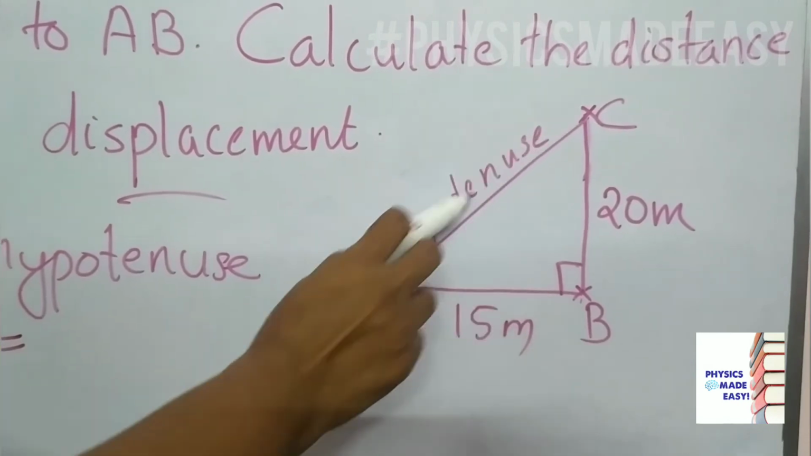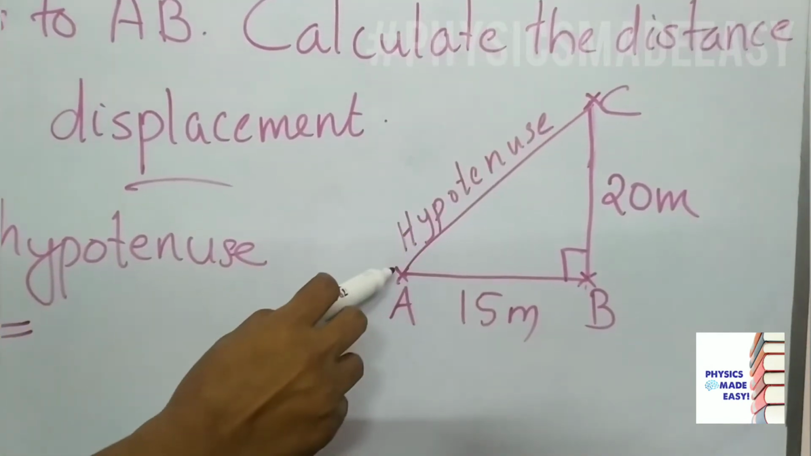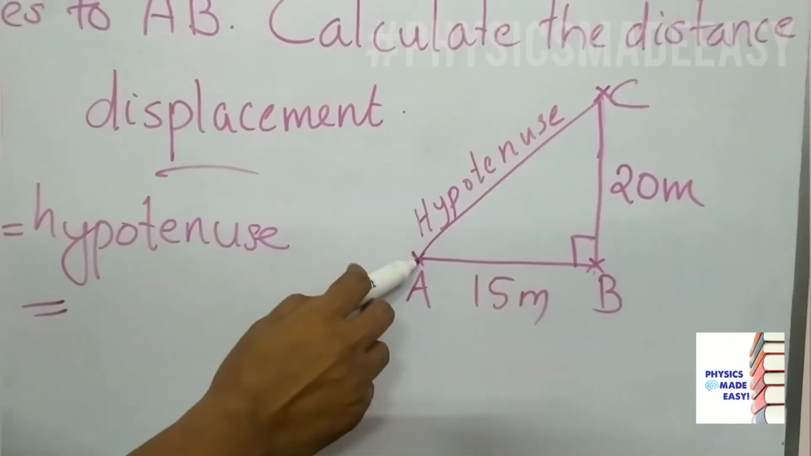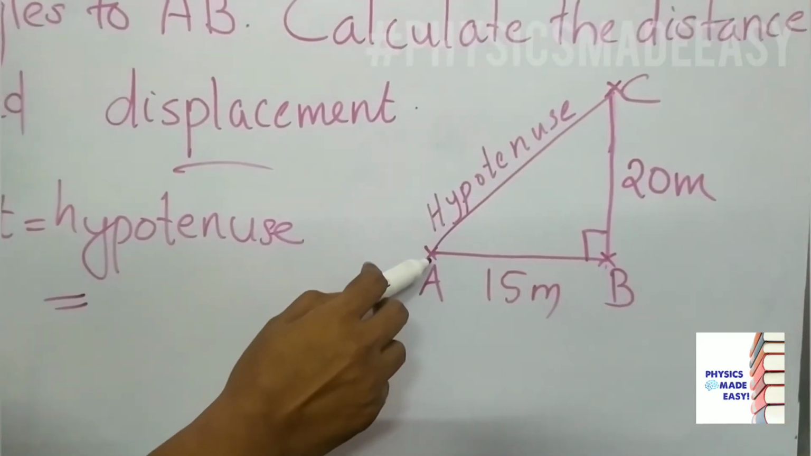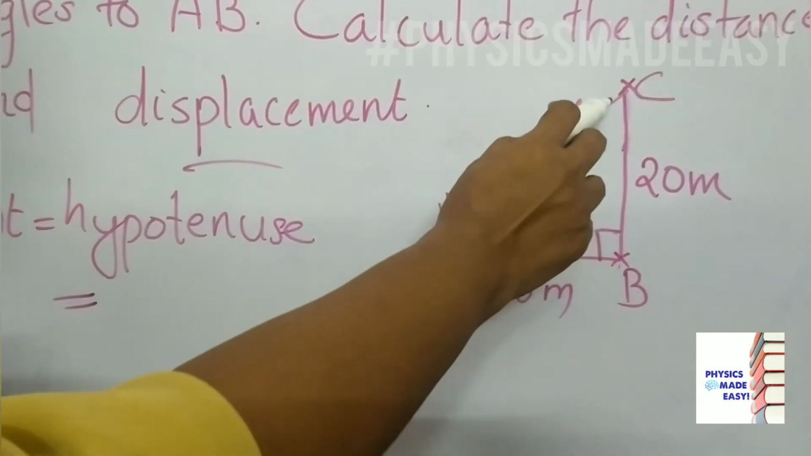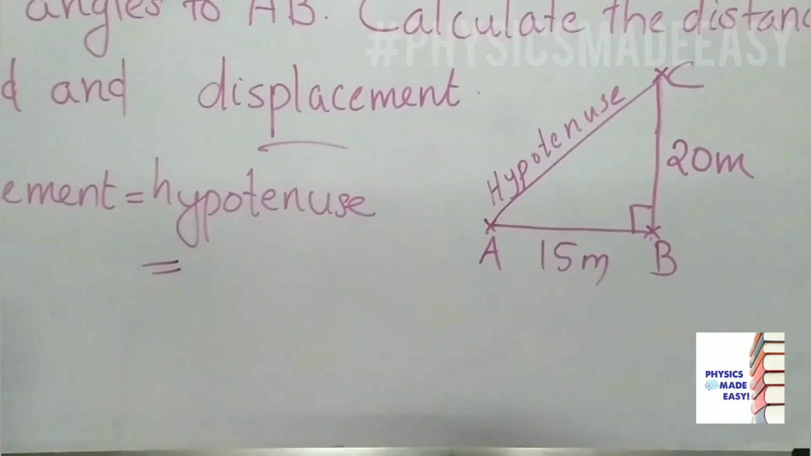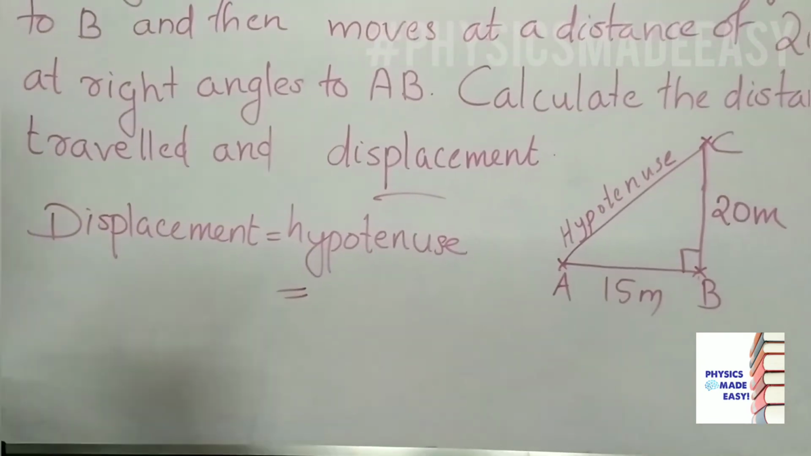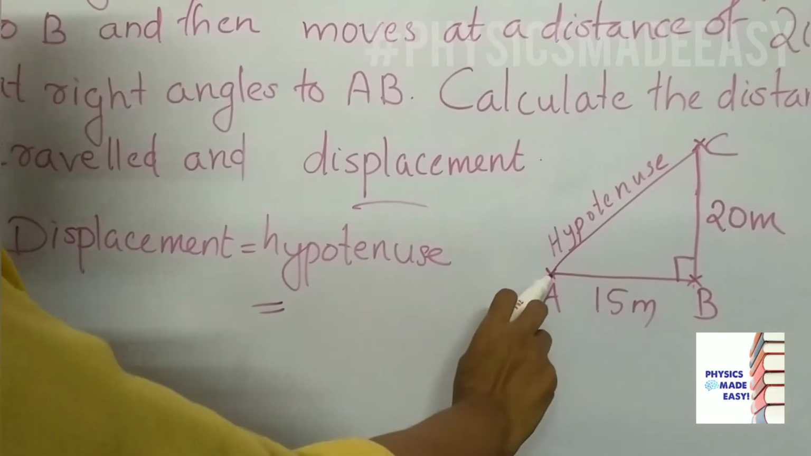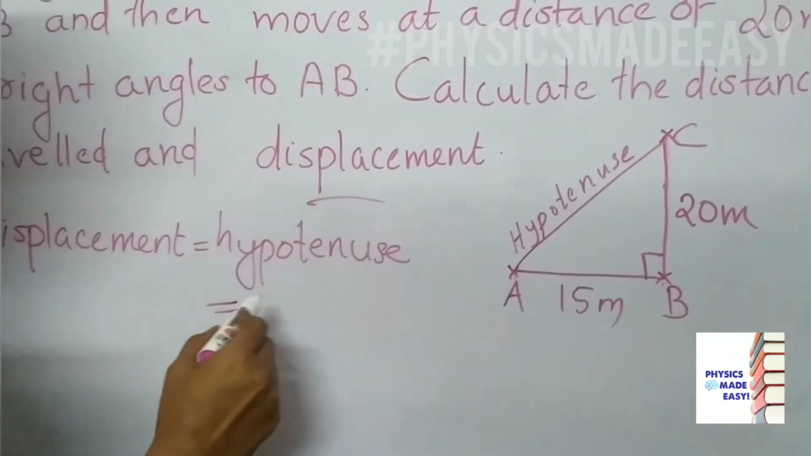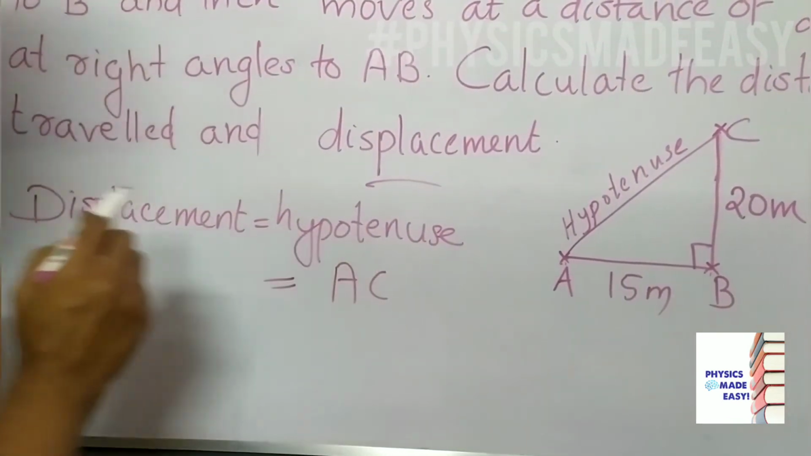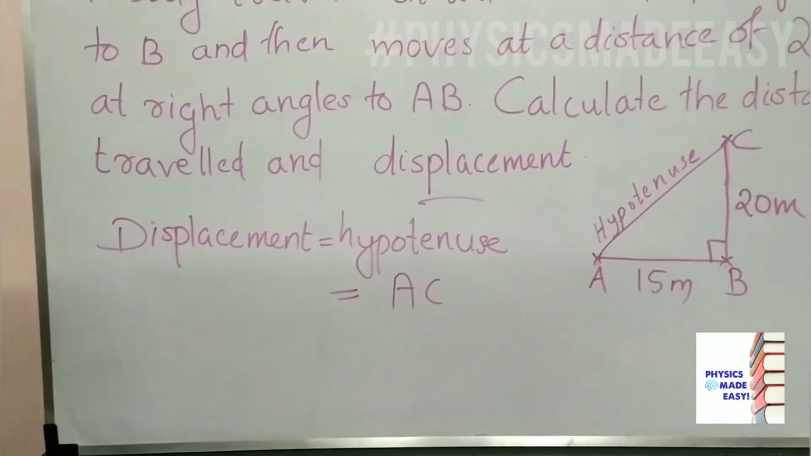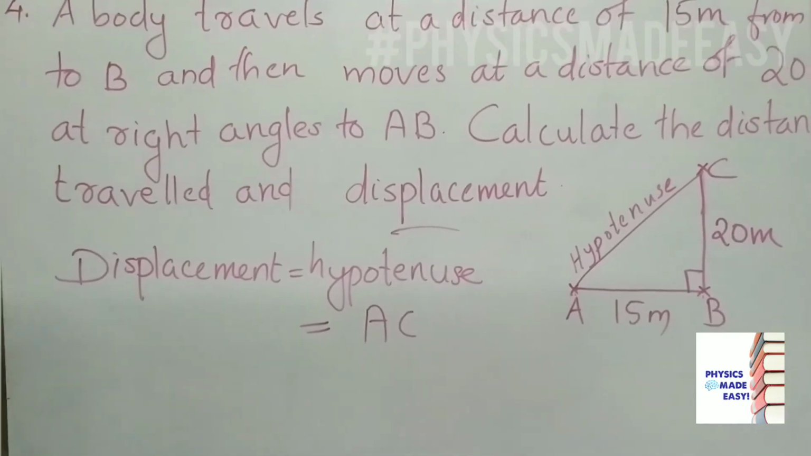So, if you are joining these 2 points by a straight line, then you can see a right angle triangle here. So, that straight line joining that initial and final positions gives you the hypotenuse. So, that hypotenuse is the displacement of that body. That is the shortest distance between A and C. So, AC gives you that displacement. You know this is a right angle triangle. So, you know how to find that hypotenuse.